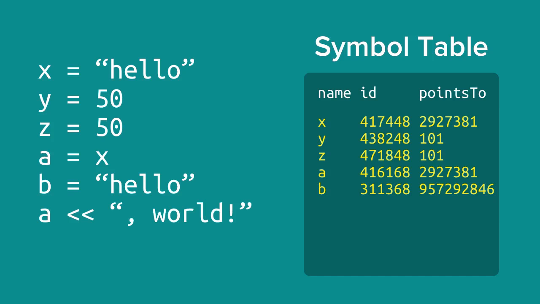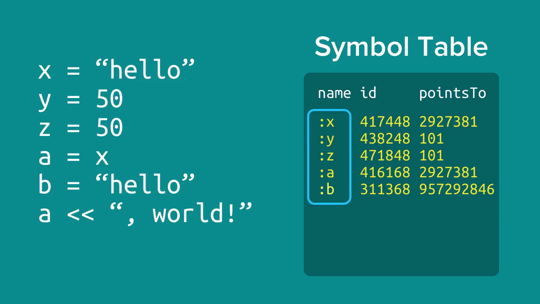So we're actually going to do that. We're going to take A, and we're going to append to that string ", world", so it turns it into hello world. Well, now X will equal hello world, A will equal hello world, but B will still equal hello because it's a totally different object, as we can see from the object IDs in the last column of the table.